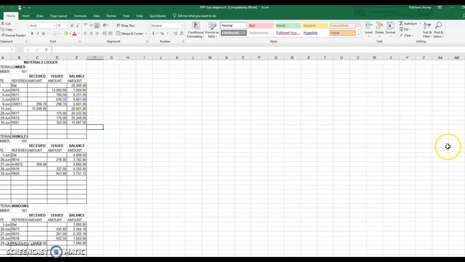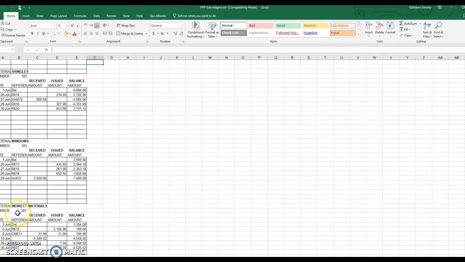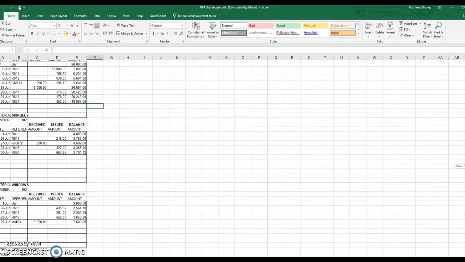Okay, then we also had the indirect materials that went out. That's down here at the bottom. We had 3,304 to start with, and on June the 5th, on requisition 612, we issued out 3,105 of indirect materials. That brought us down to a balance of $199 left of indirect materials. All right, so that was our indirect materials.